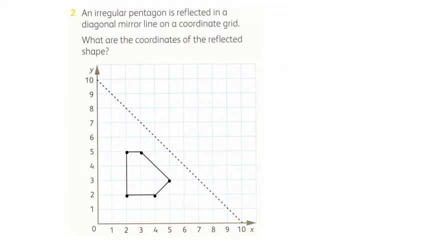Okay, this is the second question from page 57. An irregular pentagon is reflected in a diagonal mirror line on a coordinate grid. What are the coordinates of the reflected shape? Now here I've added the dots to each corner to help with this. So I suggest that, as in class, you do the movement of each line along the mirror line.